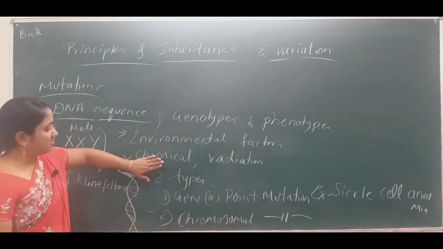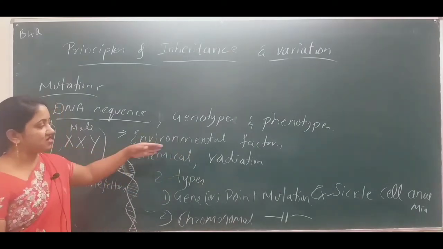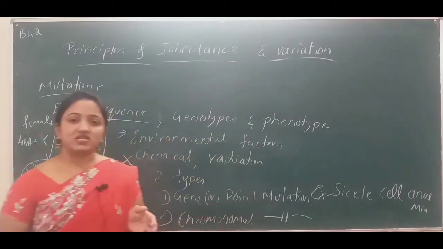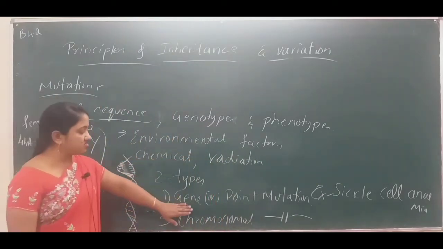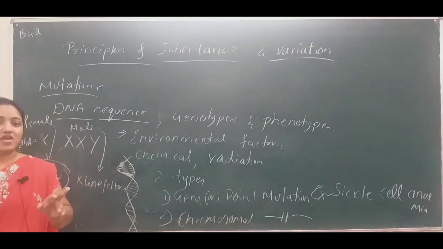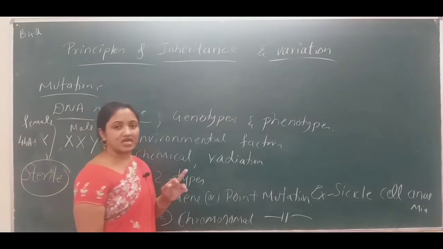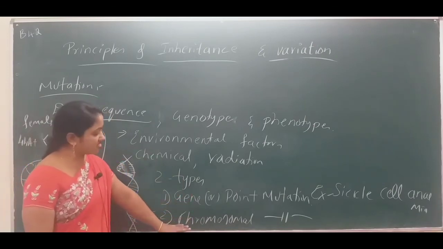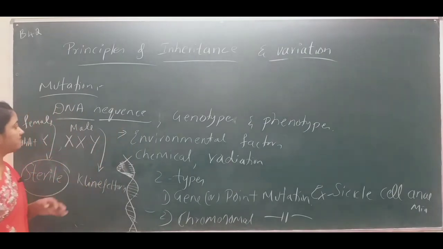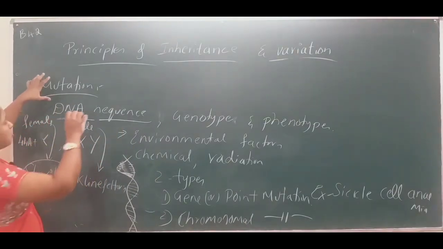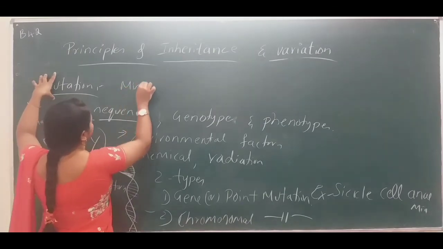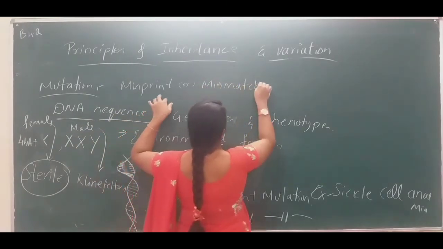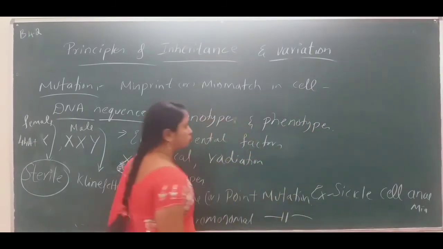The factors are chemical or radiation factors, environmental factors, or misprint or mismatch during cell division. So many reasons we can give, but you have to remember gene mutation or point mutation. One more is frame mutation, which I am going to tell you in chapter number 6. Only for your reference, to refer to the genetic disorders or chromosomal disorders. Keep this in mind. So that's all about it. According to Dobzhansky, mutation is known as misprint or mismatch in cell division.